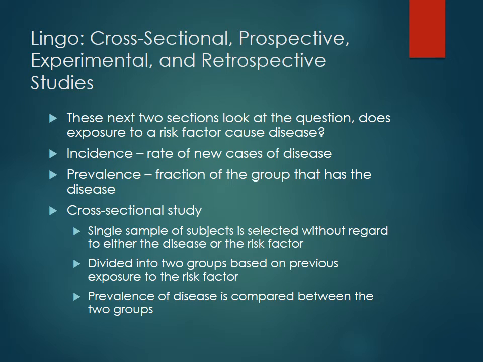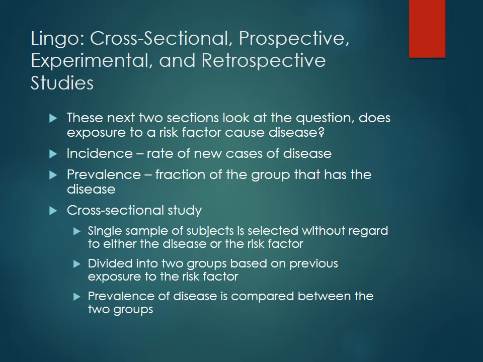The other thing you can do is a cross-sectional study, where you're taking a single sample of subjects that are selected without regard for whether they have the disease or if they've been exposed to the risk factor. Then, based on the group of patients that you get, you would divide them up into groups based on their previous exposure to the risk factors. That's where you can come up with those contingency tables we were mentioning before. And then you would look at the prevalence of disease being compared between the two groups, right?